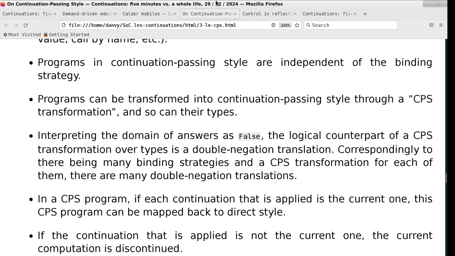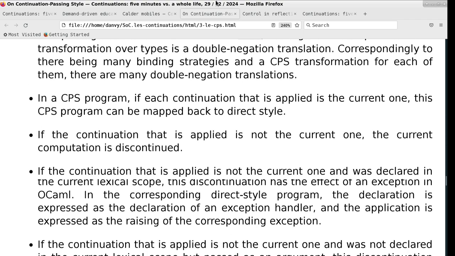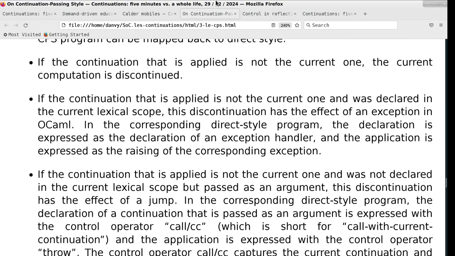In a CPS program, if each continuation that is applied is the current one, then that CPS program can be mapped back to direct style. If the continuation that is applied is not the current one, the current computation is discontinued. If the continuation that is applied is not the current one, and was declared in the current lexical scope, this discontinuation has the effect of an exception in OCaml or in any language.